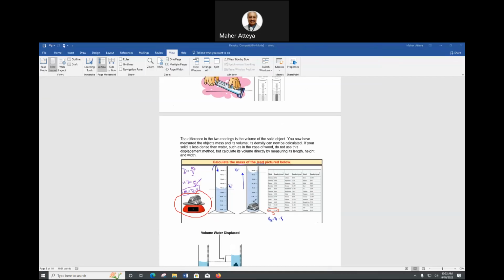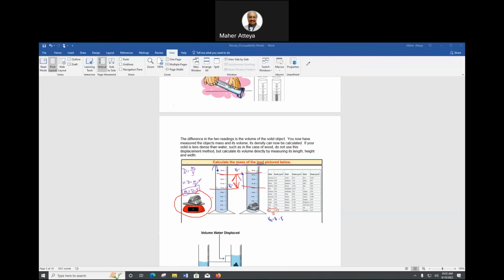The main thing is that the object can sink, so the level of H2O has to be higher. Then you insert your object, the aluminum shot, and the level will come up to this. Look at the reading here, from here to here. This is the volume of this object, correct?